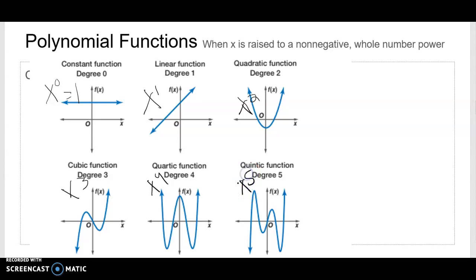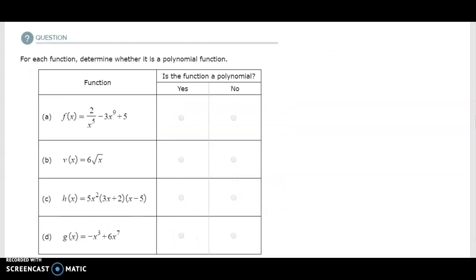Notice how all of these are whole numbers, and that is how we know something is a polynomial function. If I look at number A, I see that this exponent of 5 is actually negative. That would be written as 2x to the negative 5. If you remember what we just talked about, we decided that negative exponents do not make it a polynomial function. So it may be a function, but it's not a polynomial function. Square root of x is the same as x to the 1/2 power. That's not a whole number, so it's going to be no.